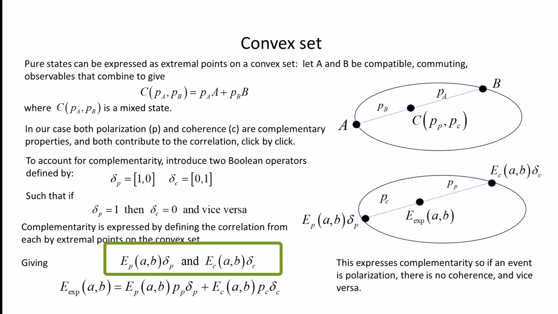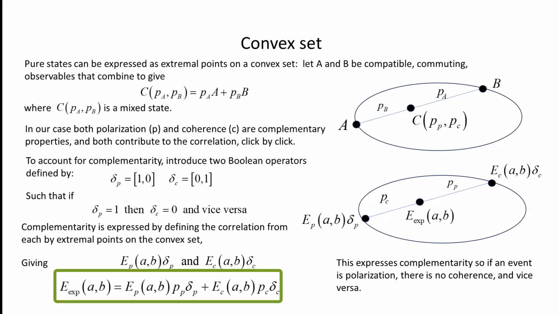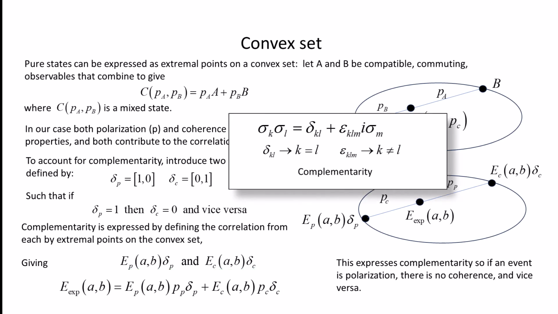Including this, the pure polarization contributions and the pure coherence contributions are now exclusive of each other. Rather than having an experimental point as a weighted sum, now the experimentally observed correlation is defined as two exclusive contributions, that is, either polarization or coherence. Recall that the fundamental reason for complementarity lies in the geometric product of the Pauli matrices, which have two exclusive contributions. The first is symmetric and the second is antisymmetric, and only one can occur at any instance.